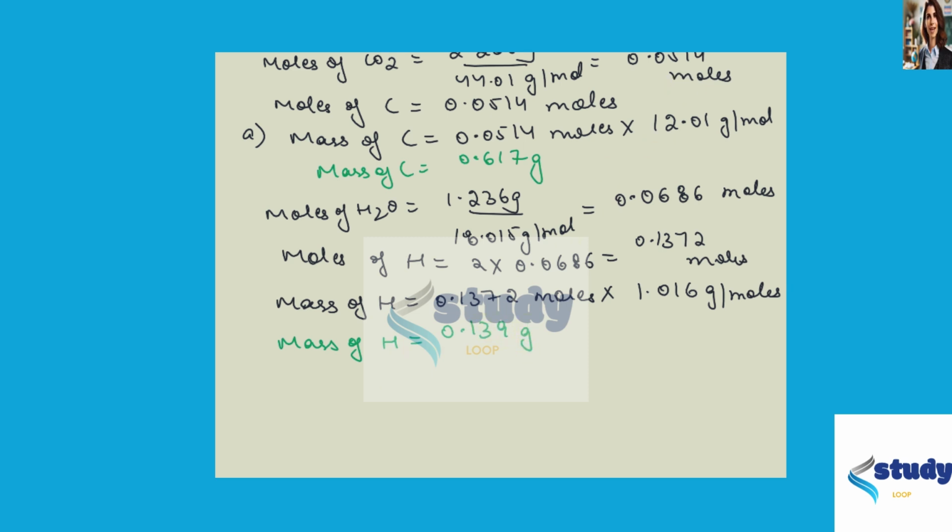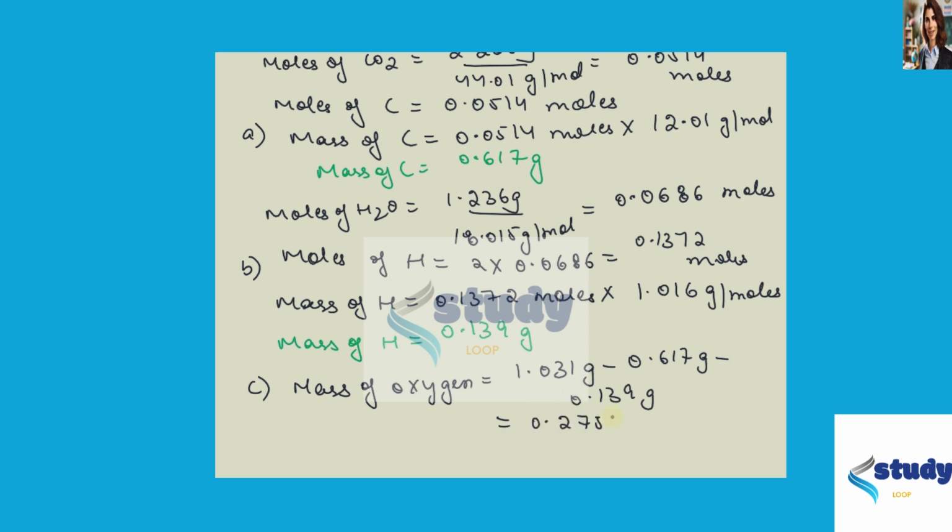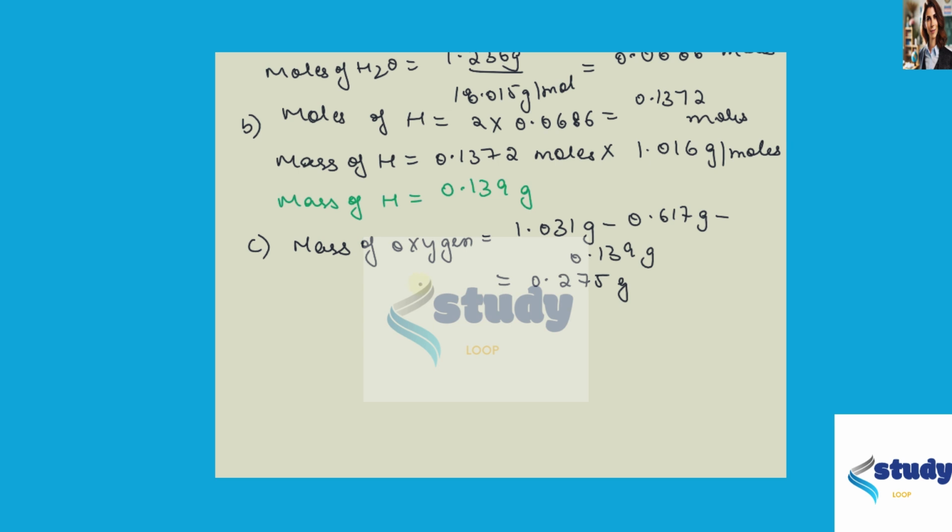Now we can find the mass of the oxygen. The mass of the oxygen is equal to the given mass of compound, 1.031 gram, minus 0.617 gram, minus 0.139 gram. So the mass of oxygen is equal to 0.275 gram.